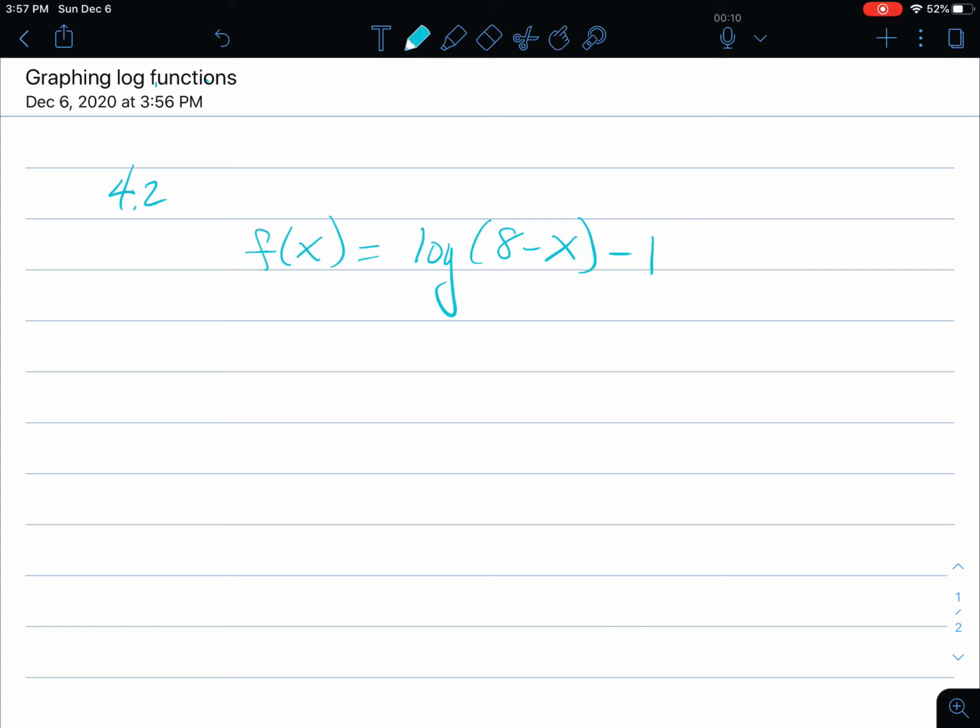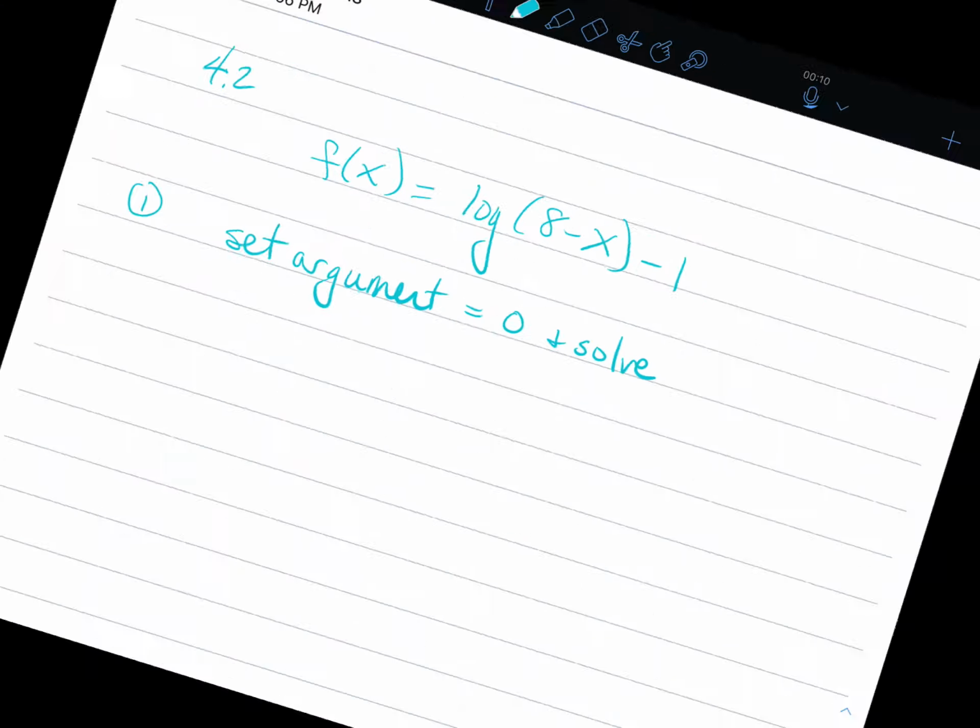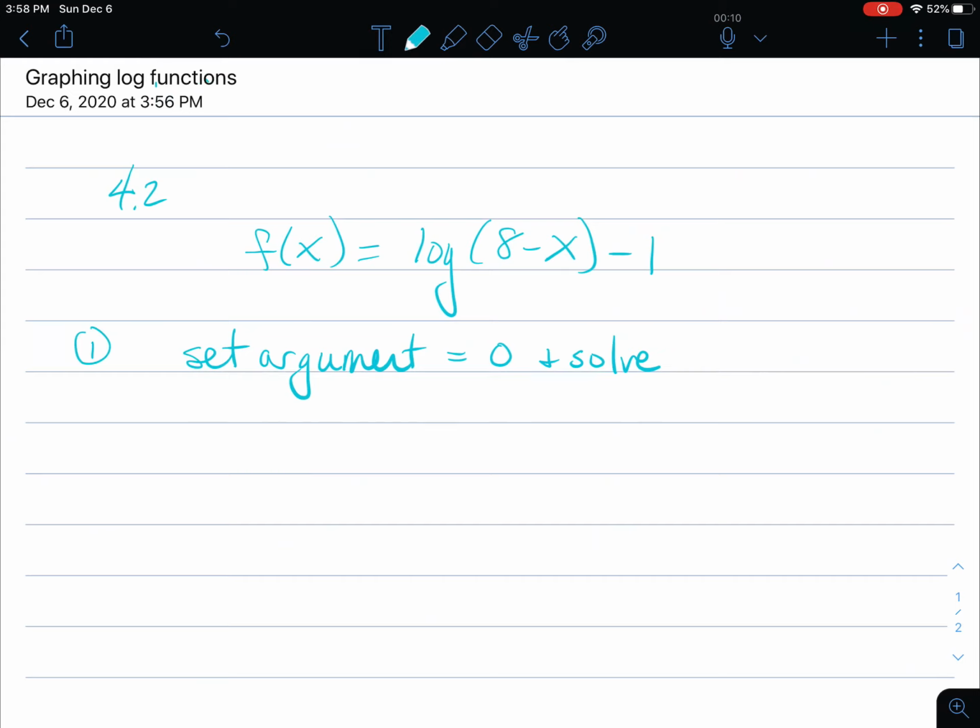Okay, so I'm going to take you through the steps here. Step 1 is going to be to set the argument equal to 0 and solve. After we do that, we will test regions, find the vertical asymptote, and find the domain. That's usually what we start with.